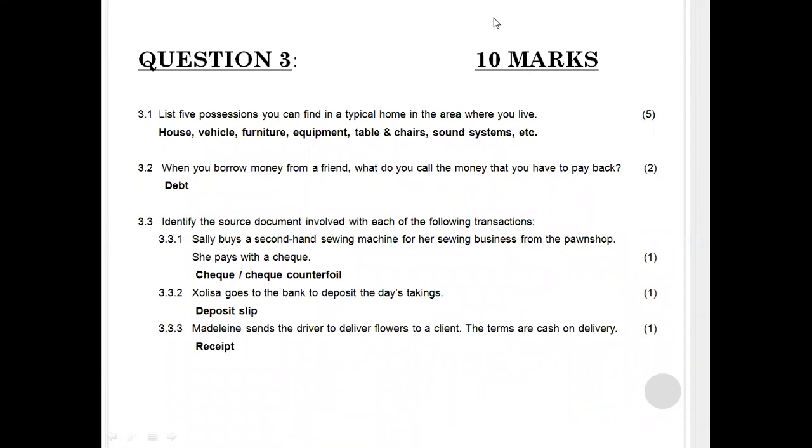Right, Lizanne was saying cell phone, doll, books, bed, money. Let me just see. Yeah, that is correct. So you can give yourself the full 5 marks there.